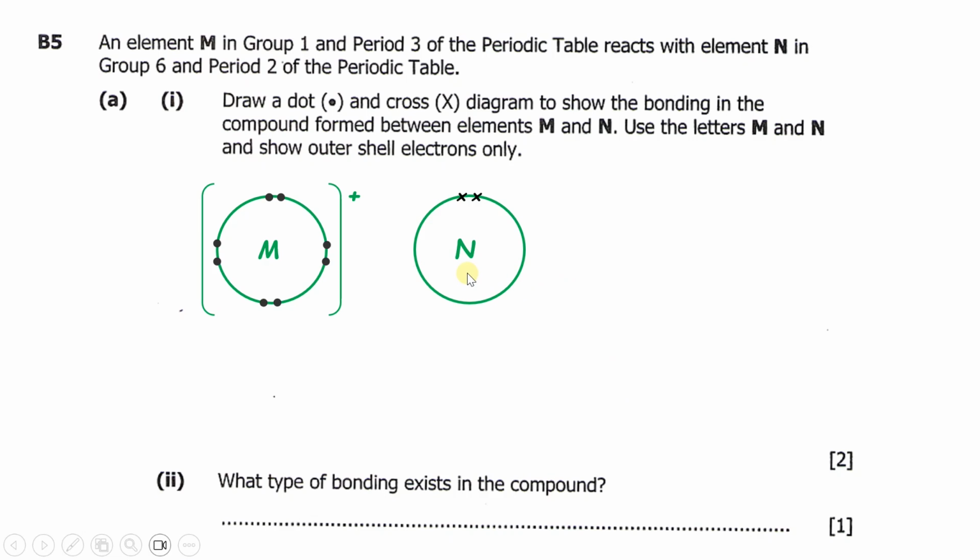So this will be actually oxygen, which has 6 electrons in the outermost shell. So for it to be stable, it gains 2 more, like these. So these are 2 more which it gains.